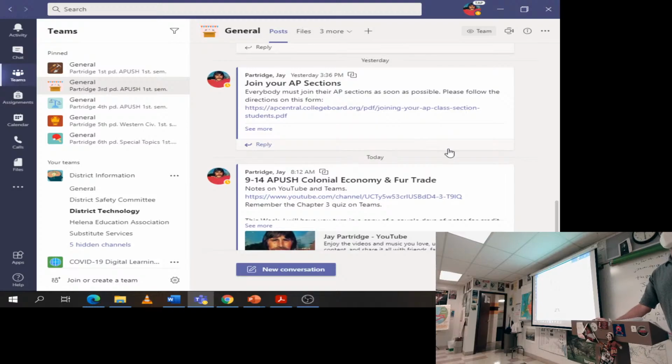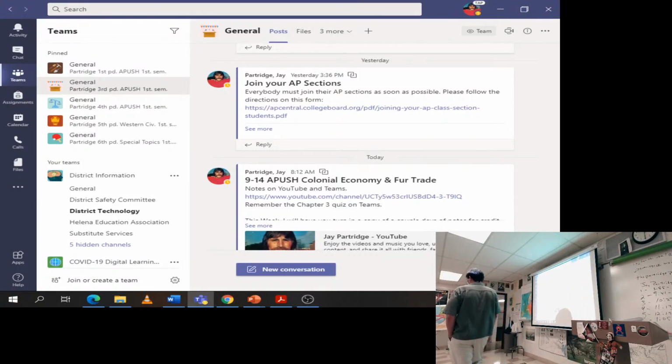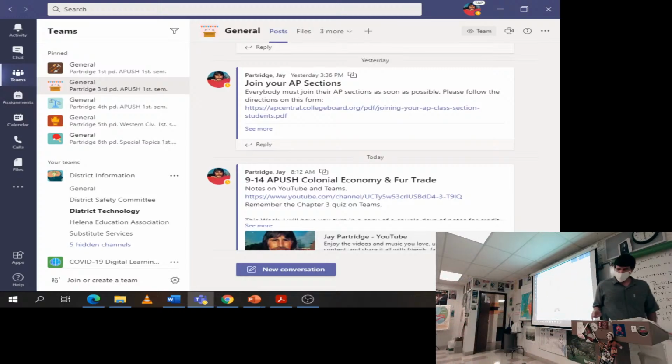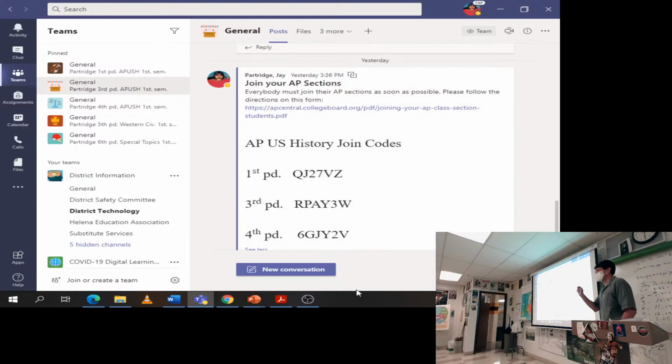But you have to join your AP section. We can do it right now, I'll give you a couple minutes. If you've already signed up or been on AP before, fine. If you haven't, you have to sign up and then go through the process to create a username. You have to sign up in my section, and this is the PDF that will have all the information on how to do it. And then these are the codes. So for third period, this is the code you have to put in to be in my section.